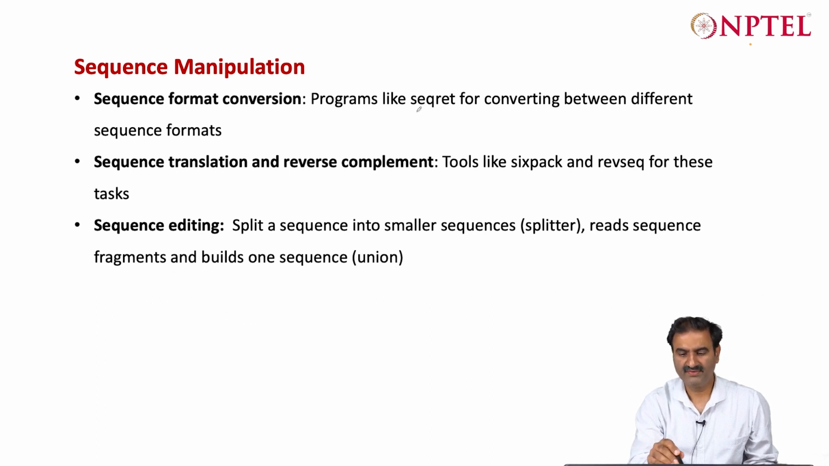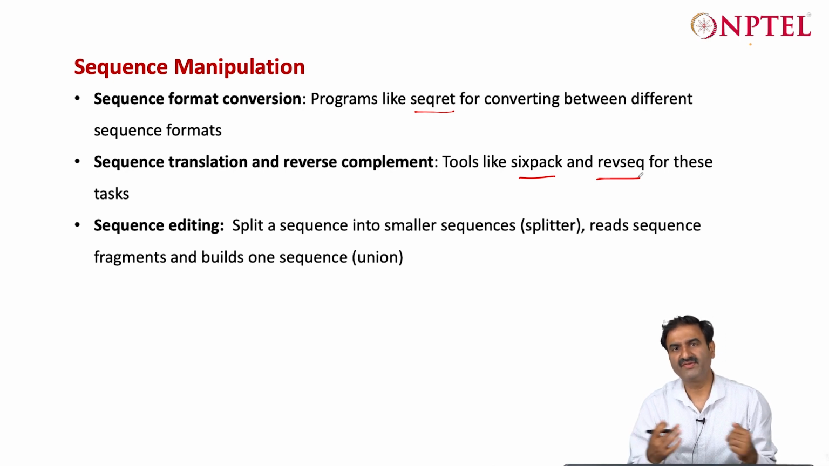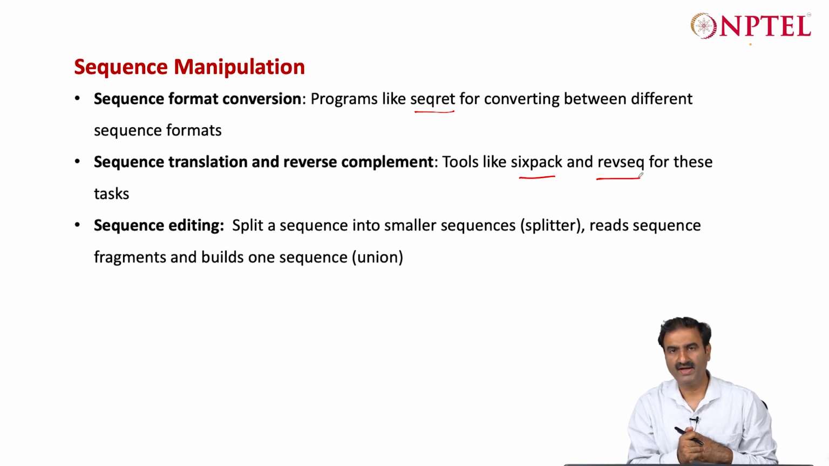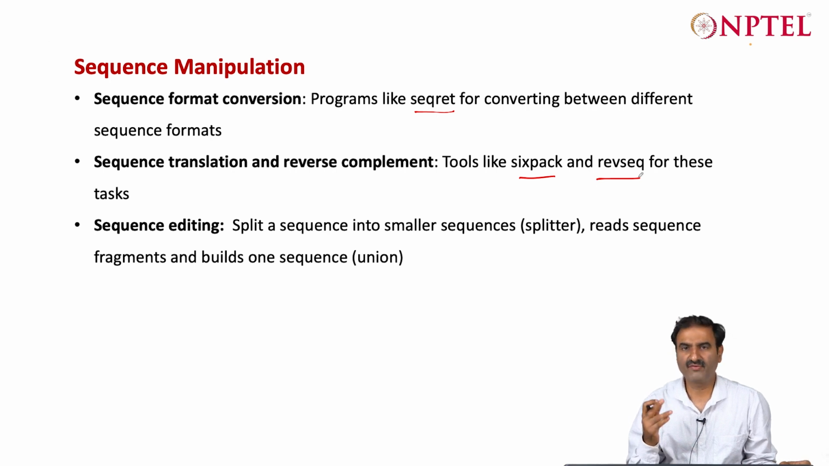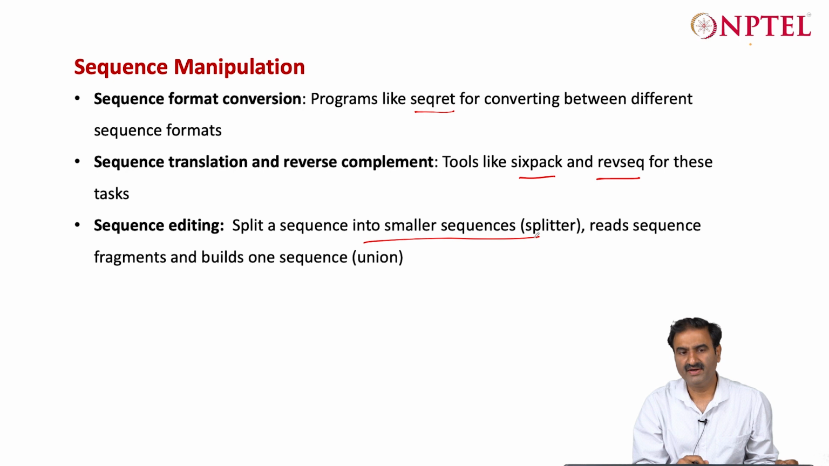Like seqret for converting between different sequence formats, right? For translating and reversing sequences, like sixpack and revseq. Sixpack will translate a sequence into 6 reading frames, because DNA has 6 reading frames as we discussed earlier, and revseq can reverse complement a sequence. And splitting a sequence into smaller sequences, many times this is needed. These are routine things in genomics, and those kinds of programs are already available at your disposal using EMBOSS.